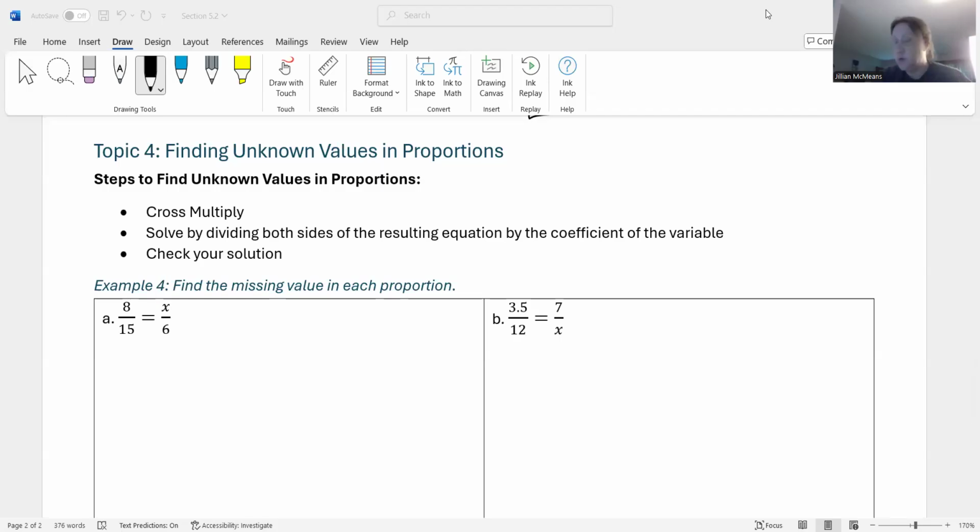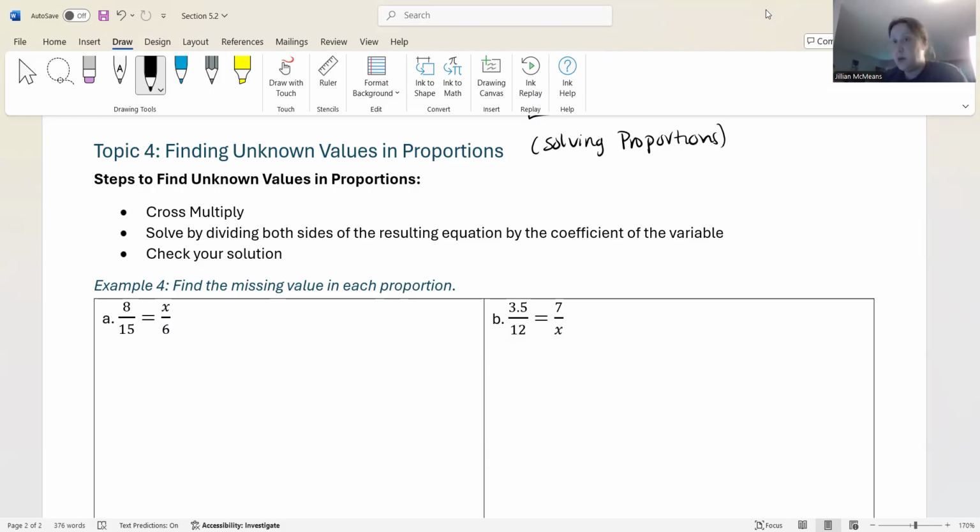The final topic for this worksheet is topic 4, where we're going to look at finding unknown values in proportions. You could also see this called solving proportions. It just depends on the textbook you're using. Okay, the steps to find unknown values in proportions, it's all stuff that we've already looked at in different videos.